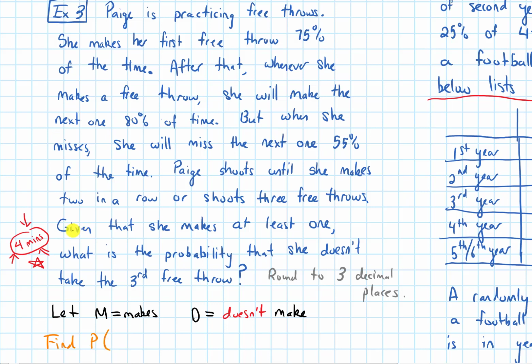Okay, so in that context, we want to find the probability. It says given that she makes at least 1, so I know it's going to be a conditional probability. It asks what is the probability that she doesn't take the 3rd free throw, given that she makes at least 1. Okay, so let's see if we can handle this with a tree diagram.